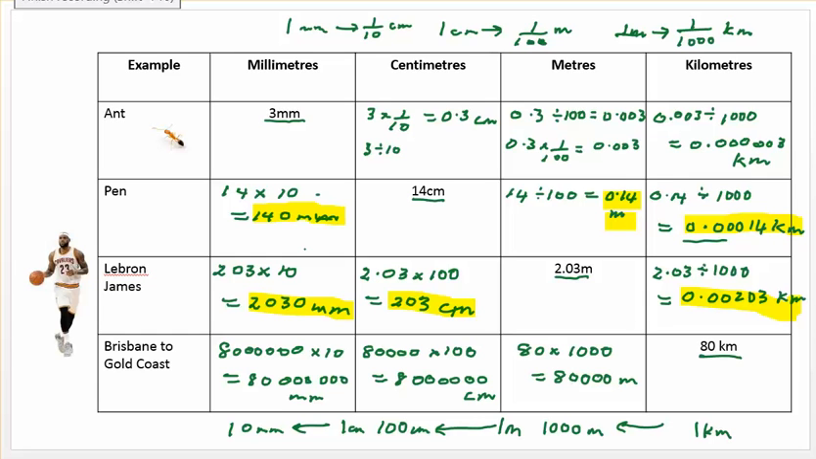And then in the next video you can watch, we can come up with a mnemonic, a diagram to help remember how to convert.